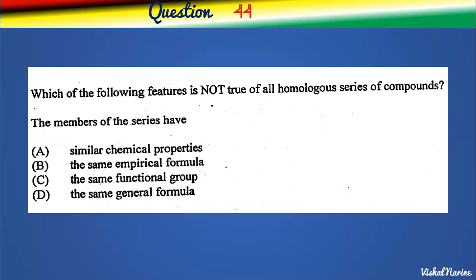Question 44 is a very simple question. I think we've worked this from several other papers before. That's correct. It is B. Because indeed, all these members of a series are going to have similar chemical properties because they have the same functional group and they have the same general formula. All right, so then they will not have the same empirical formula.